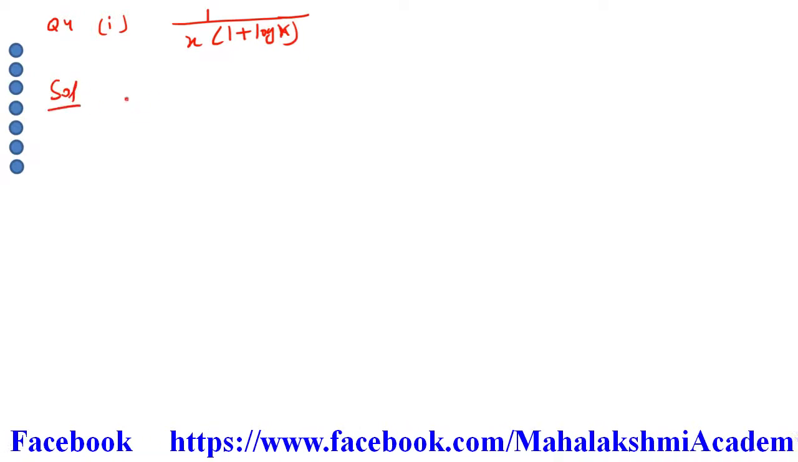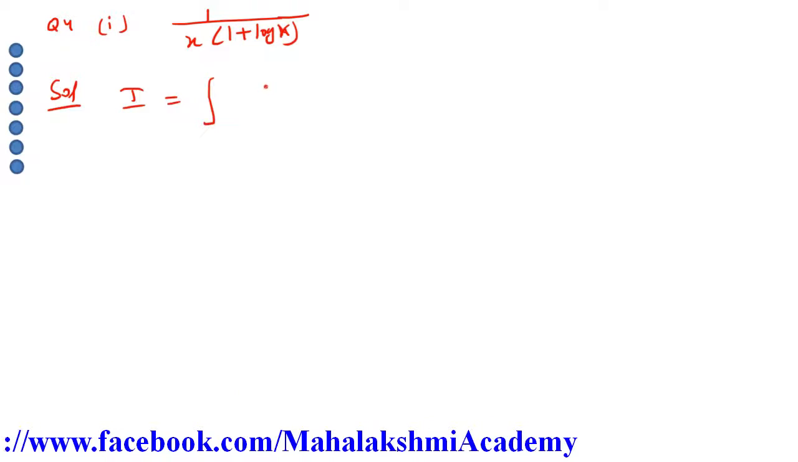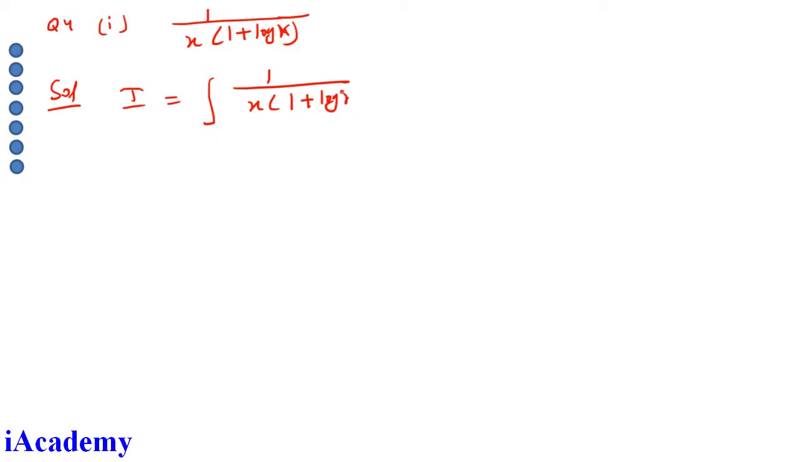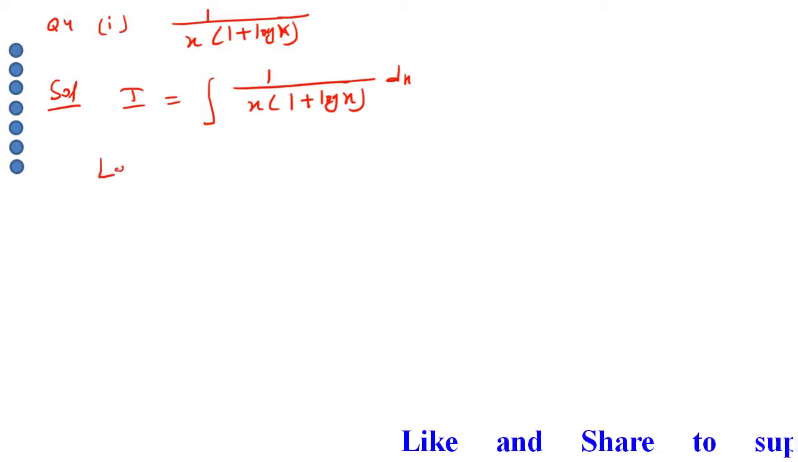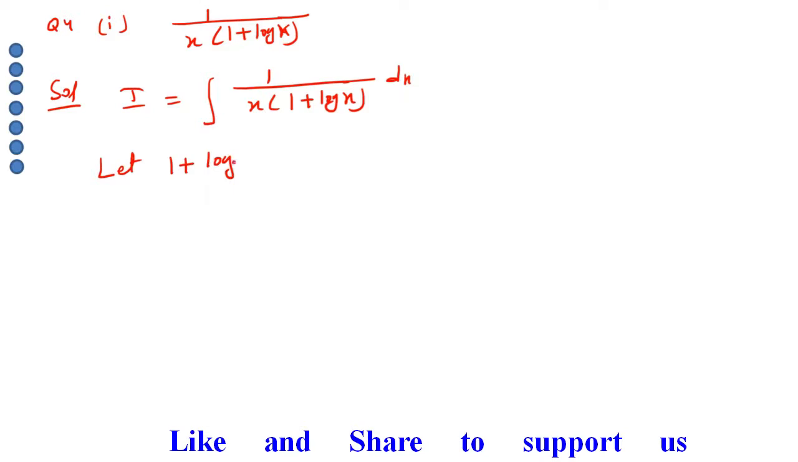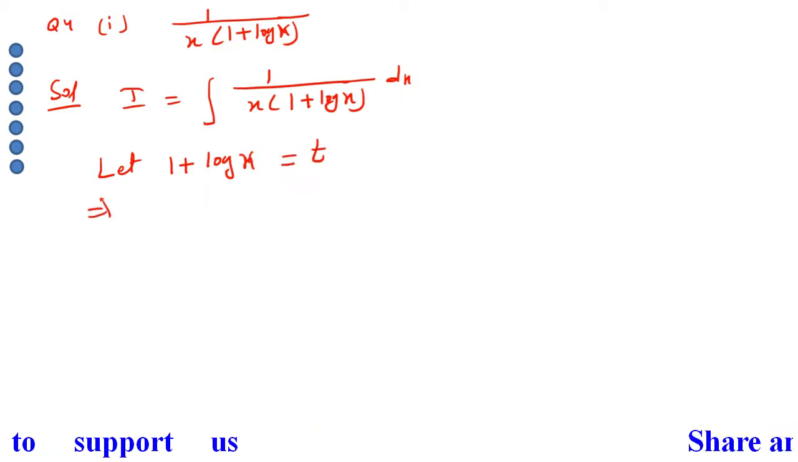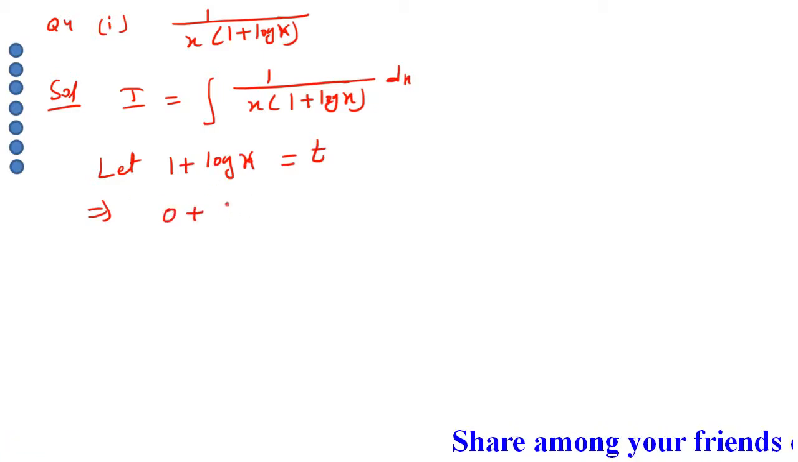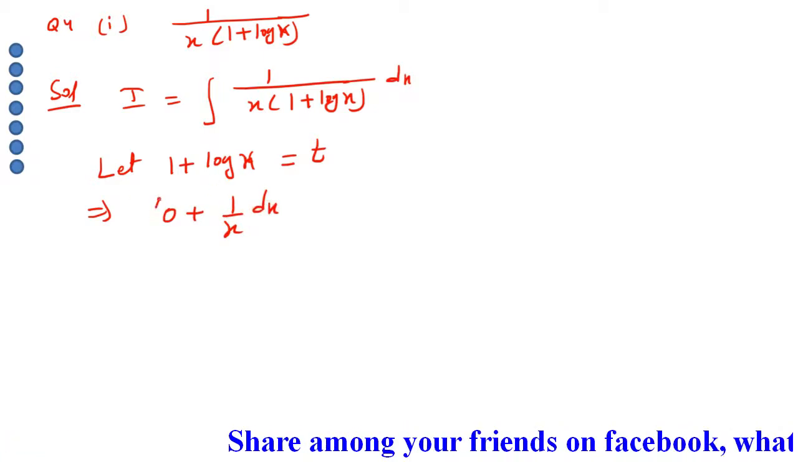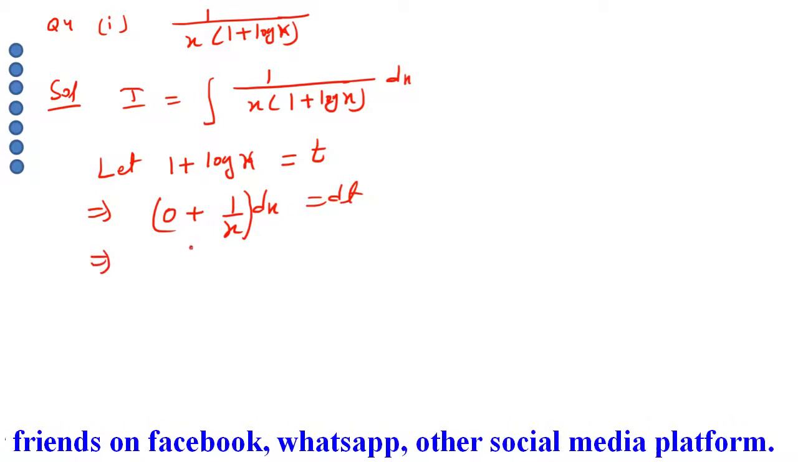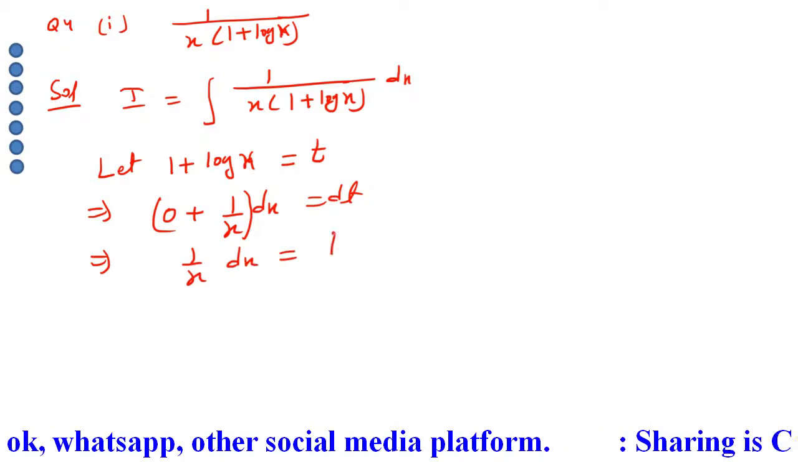So in the solution, first step I am going to assume the integration as I, integration of 1 upon x bracket 1 plus log x as I had assumed. Now here the substitution is going to be, let 1 plus log x is equal to t. So when we differentiate it, the differentiation of 1 is 0 and of log x is 1 upon x, then dx extra and dt. So that will give us only 1 upon x dx is equal to dt.